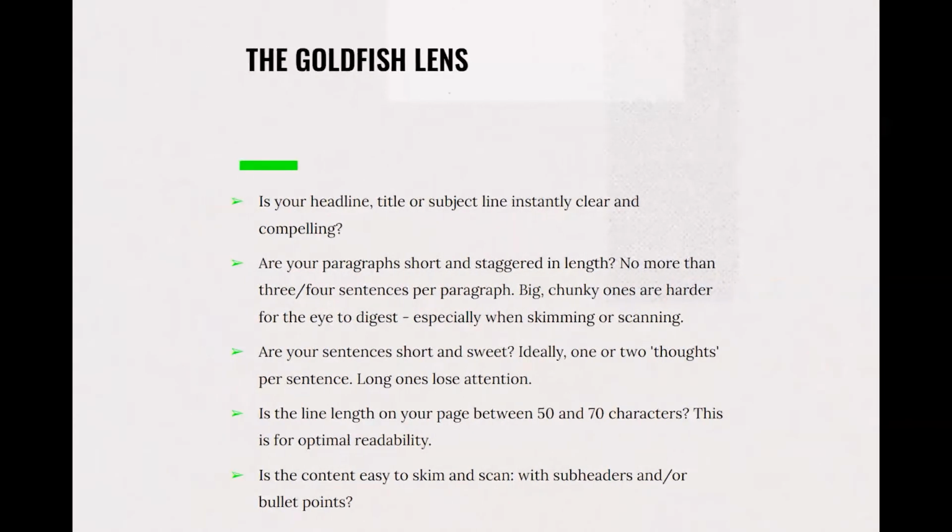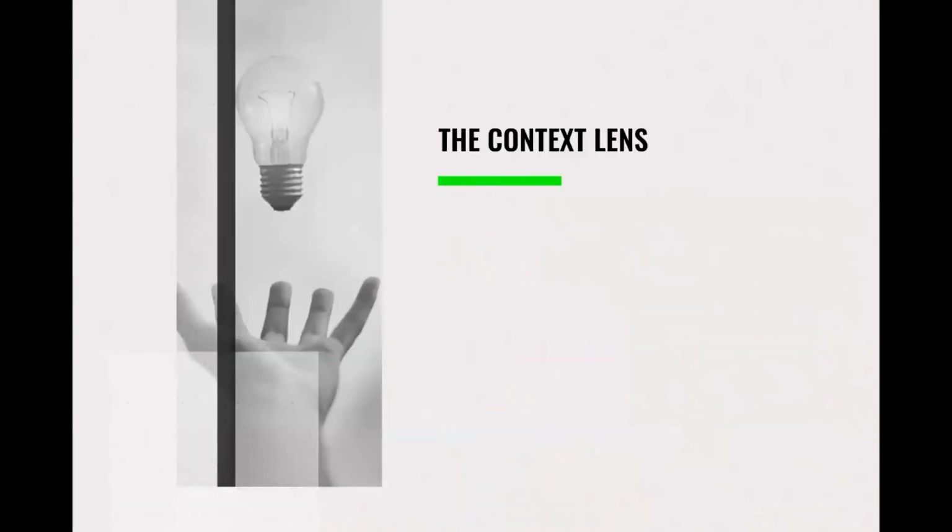And the next lens we call the context lens. Context is king. The context lens is all about making sure that you understand and pay attention to the context in which your target reader is digesting those words. And by that, I mean 3 things.